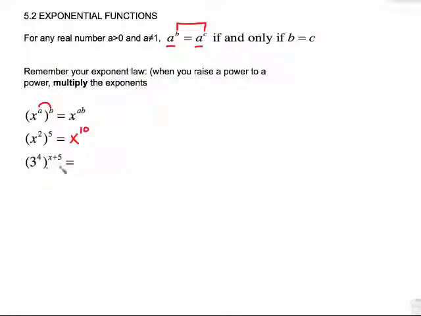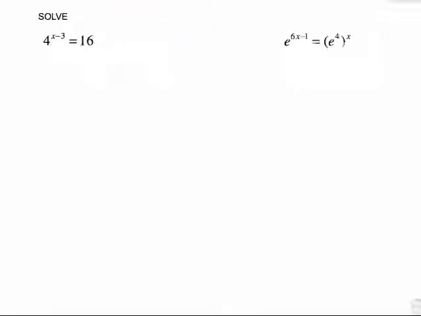More likely what you'll see in these equations is something like this, and what you need to be careful of, of course, we're keeping the base, multiply 4 times this outside exponent. Since that outside exponent is a binomial, you've got to distribute. So 4 times x is 4x, 4 times 5 is 20. So we will use both of those facts in solving these equations.